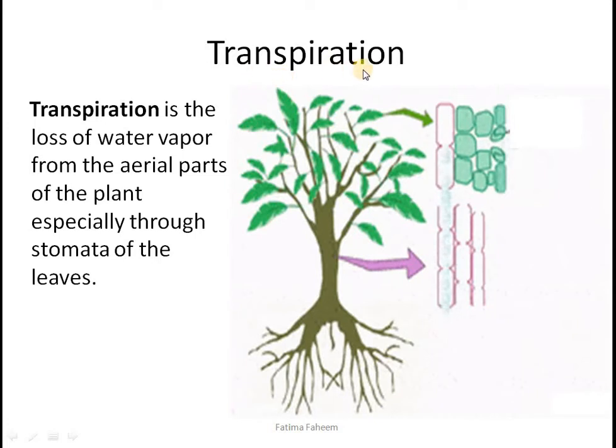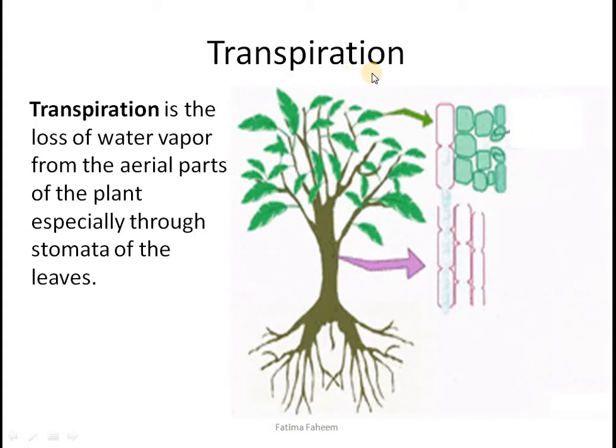To understand that, you need to know transpiration first. Transpiration is actually the loss of water vapor from the aerial parts of the plant, especially through the stomata of the leaves. So transpiration is actually evaporation, but it is from the aerial parts of the plant. Aerial parts means whichever part is exposed to air would lead to loss of water from there, especially through the stomata of the leaves. Whenever the water is absorbed from the root hair cell, it will be lost somehow or other through the diffusion process from the stomata out into the atmosphere.